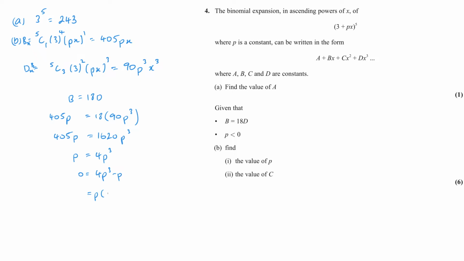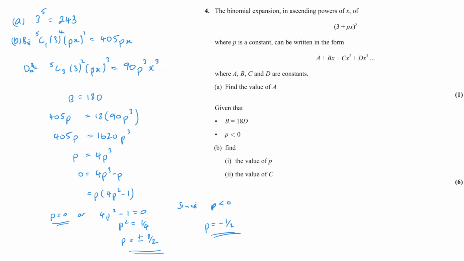Factorising out p we get 4p squared minus 1. So p equals 0, or 4p squared minus 1 equals 0. P squared equals 1/4. P equals plus or minus 1/2. So that is our options. Okay, since p is less than 0, and it can't be equal to 0 and it can't be positive a half, p equals negative a half.